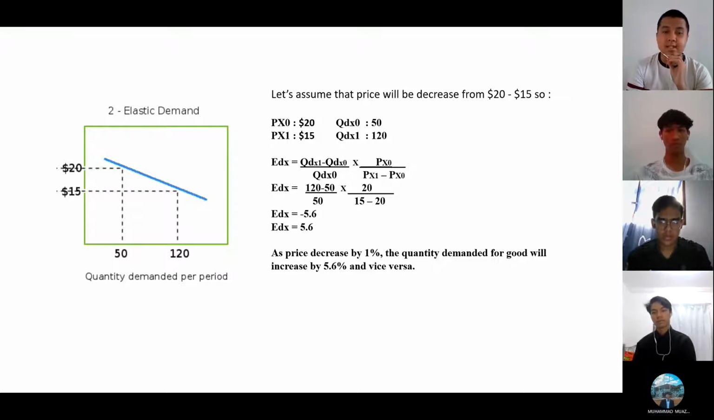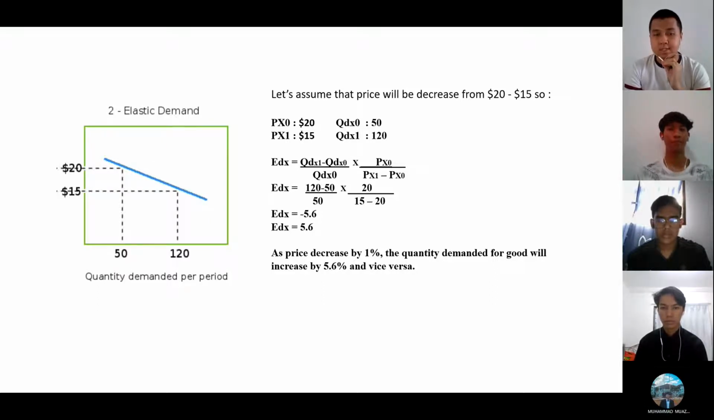So in this we can say that it is an elastic good because the elasticity we got is more than 1, which is 5.6. We can interpret that as the price of the good decreases by 1%, the quantity demanded for the good will increase by 5.6% and vice versa. Okay, next.